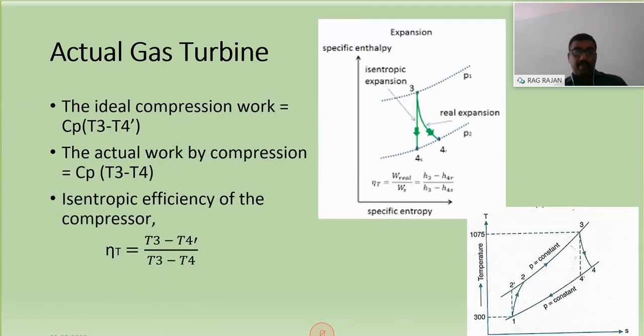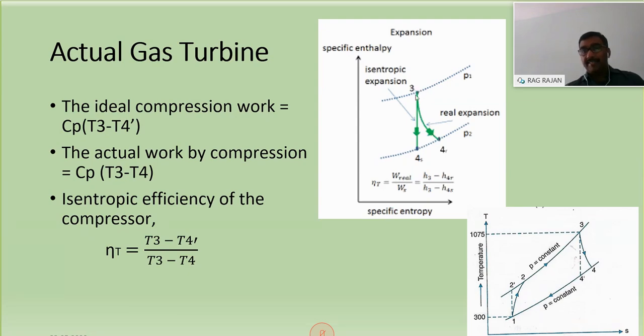Similarly, you will get the actual gas turbine. In an actual gas turbine, in the turbine part, there you are having 3 to 4 S. It is an ideal situation. For us, I have written here as 4 dash, but here it is 3 to 4. So 3 to 4 is the work which is obtained. Really, we are getting only H3 minus H4.